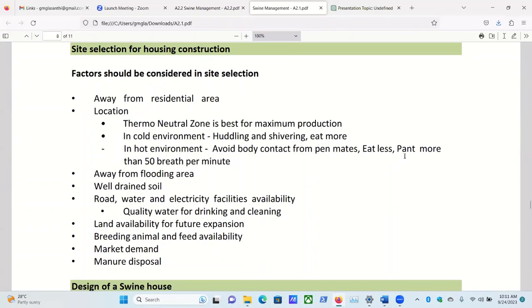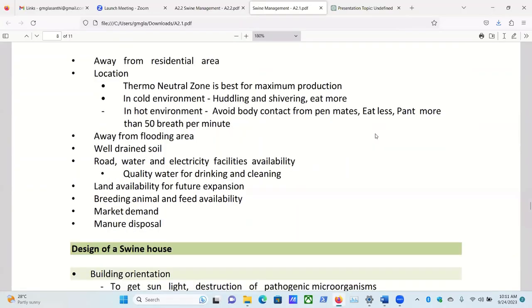First, you have to know what the factors are that we have to consider when we select a land, select a site to build our farm. The particular land should be away from the residential area. You know the bad odor generated from swine farming is unbearable, so crowded areas we should avoid.